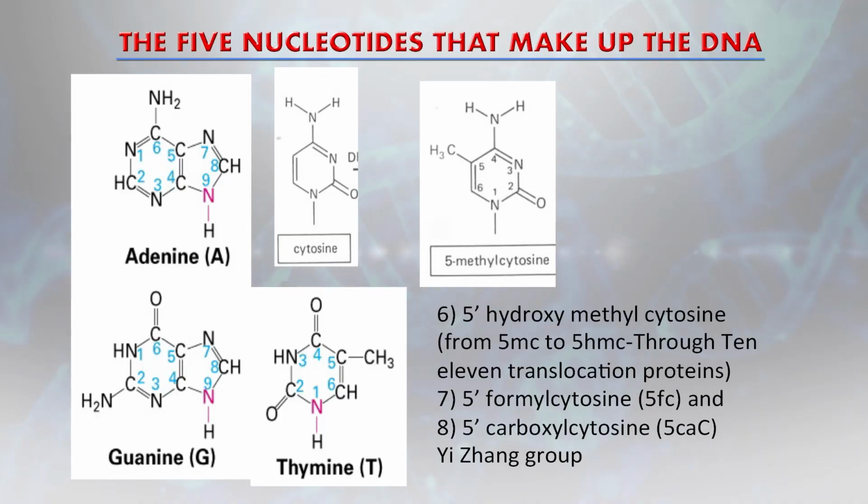The nucleotides that make up the DNA are adenine, guanine, thymine, cytosine. And cytosine can be modified into 5-methylcytosine, where a methyl group is added. So this is a modification. This is what happens, a modification in the DNA.